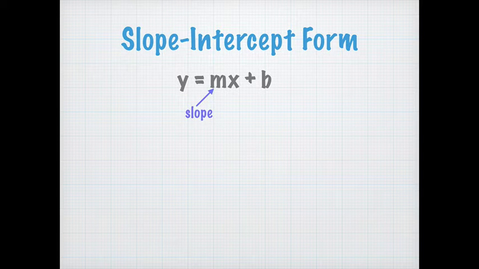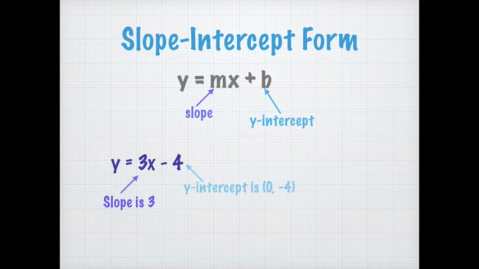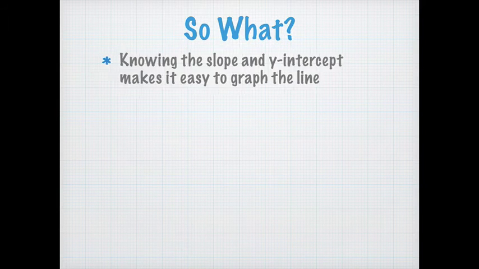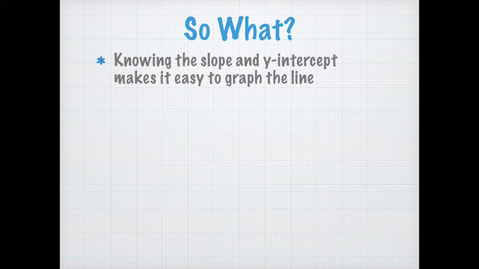You know that m is the slope, b is the y-intercept, and then the y and the x are the variables that make it into a line. So for example, if I have y equals 3x minus 4, 3 is the slope, and the y-intercept is 0, negative 4. So what? Well, knowing the slope and the y-intercept makes it easy to graph a line.